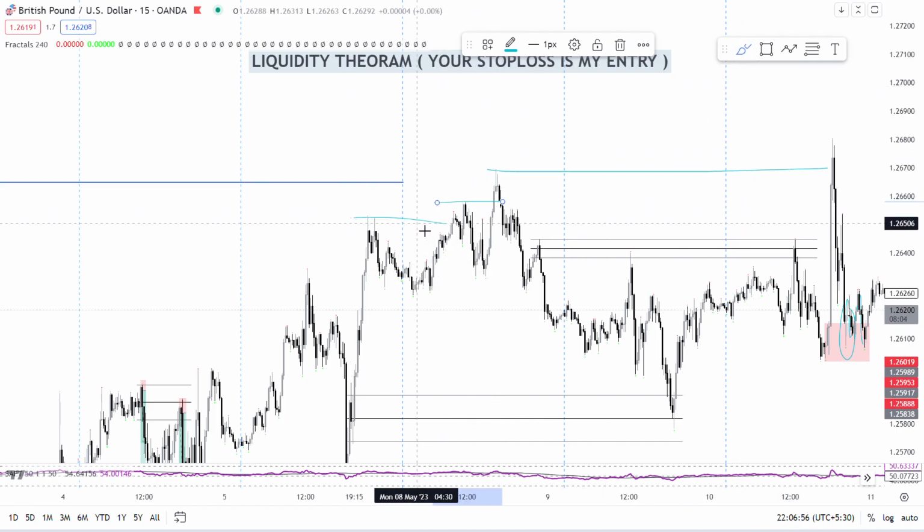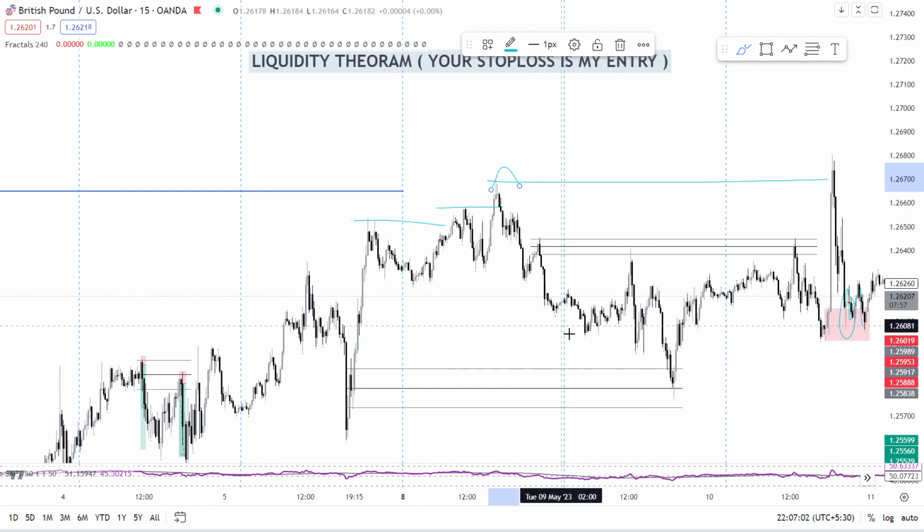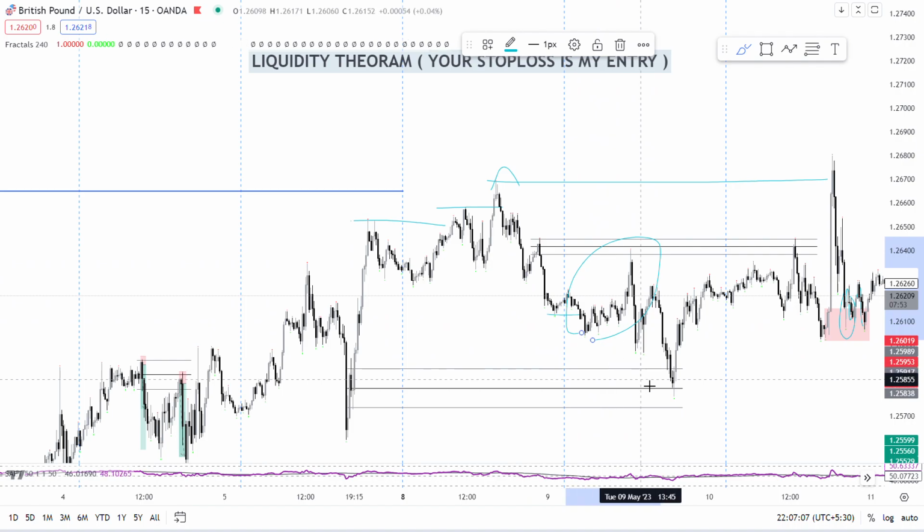Same thing. Previous sectional liquidity taken out. We know the market is going to reverse. There will be sells in here. Again, this is where the previous low is taken out. We can catch this sell.